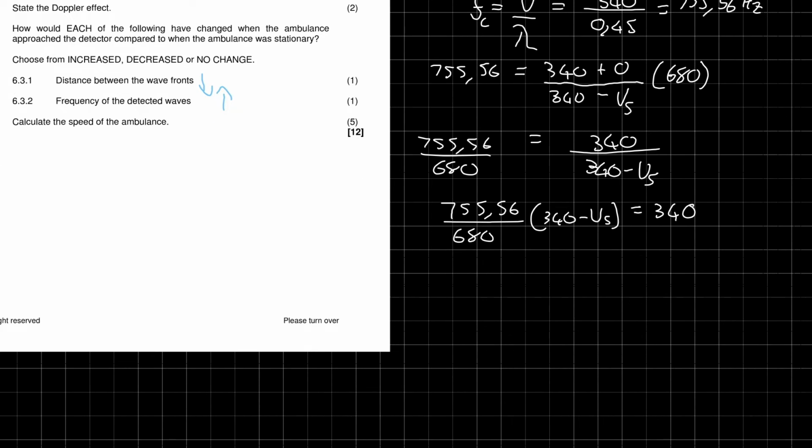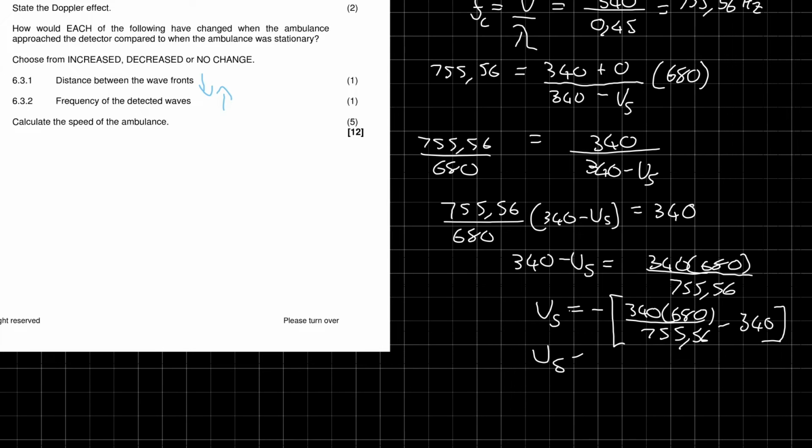Now that I've done that, what I'm going to do is divide by this term. Then we're going to subtract 340 on both sides and divide by that negative 1. And this gives you an answer of 34 meters per second.